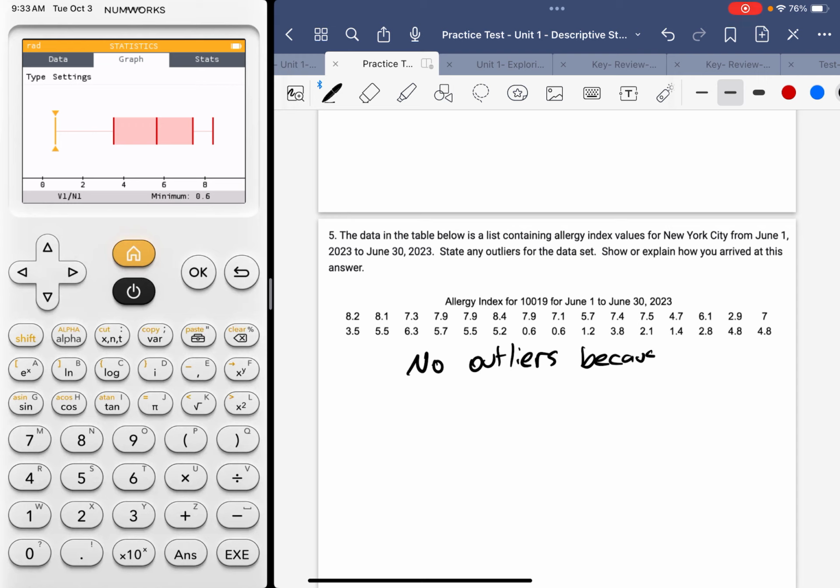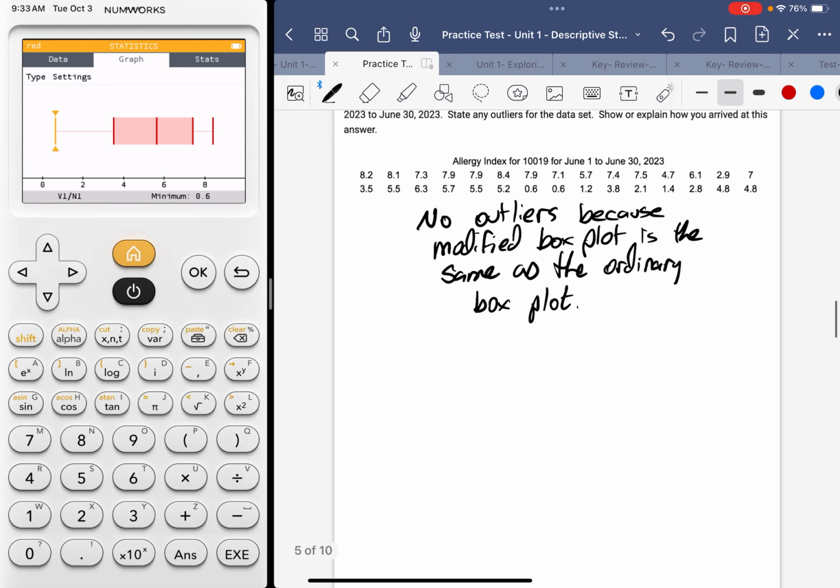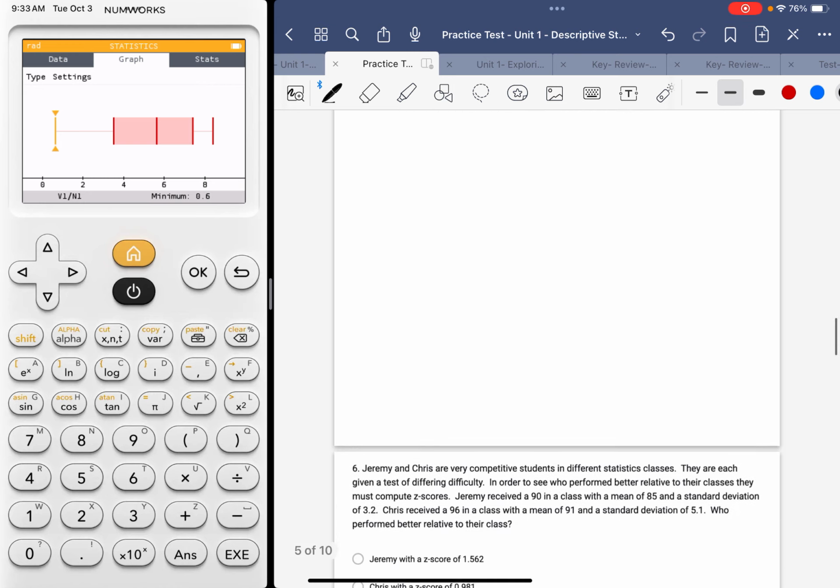because the modified box plot is the same as the ordinary box plot. All right. So nice and easy. If there were outliers, those loose points that show up in the modified box plot, then I would say there are outliers because the modified box plot shows disconnected points, or words to that effect.